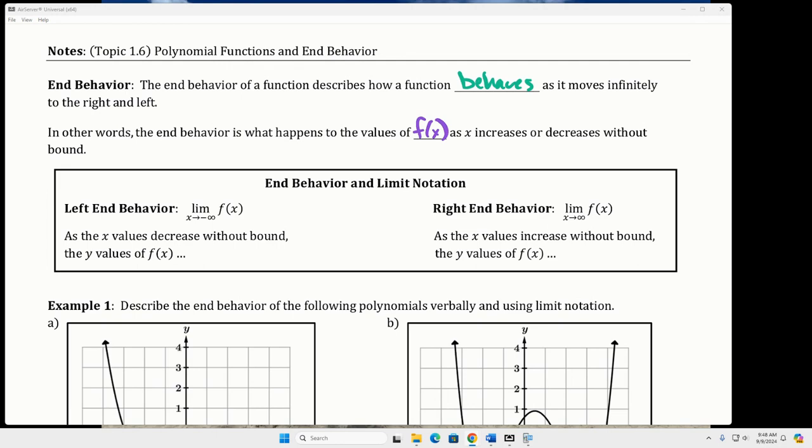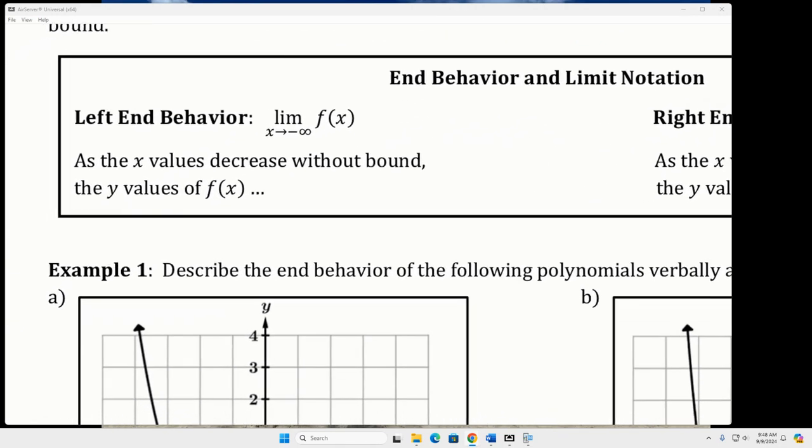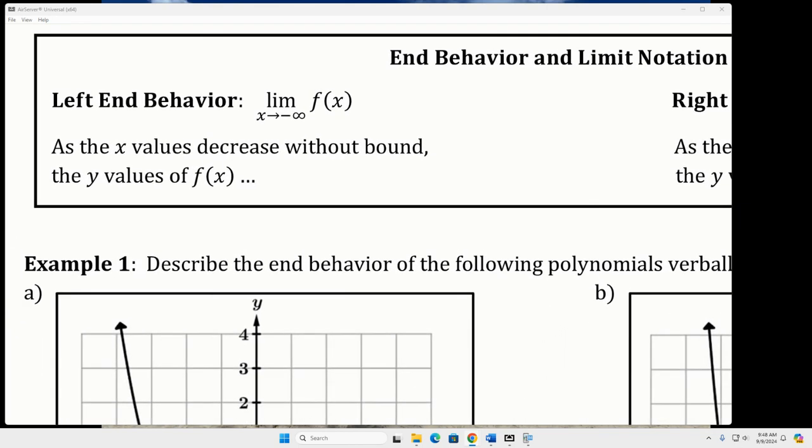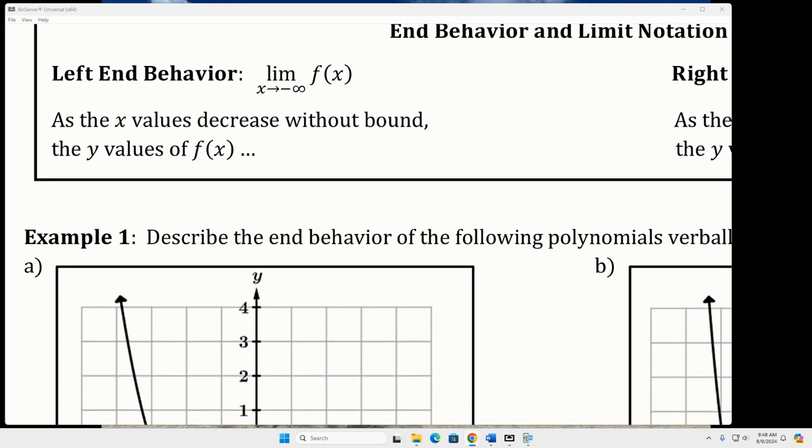So you're going to learn a brand new notation, that's limit notation. And if you take calculus next year, we'll talk about limits for the whole month of August. So this is a huge part of calculus, but this year we're just going to use the notation to describe what's going on in the graph. And this is limit notation. The way you would read this is: the limit of f of x as x approaches negative infinity. That represents the left side of the graph, because x is approaching negative infinity, far to the left. What it means is, as the values of x decrease without bound, the y values of f of x do something. For polynomial functions, they're either going to increase without bound or decrease without bound.